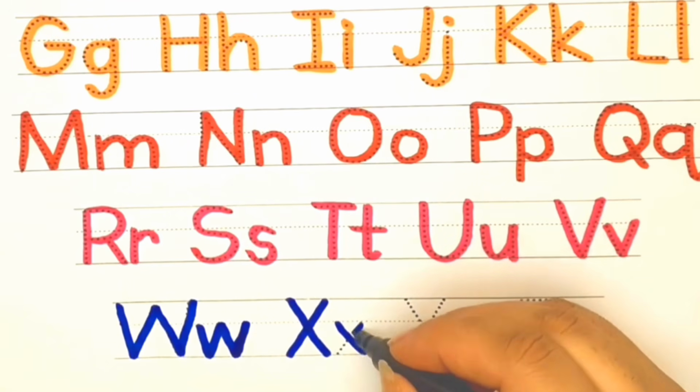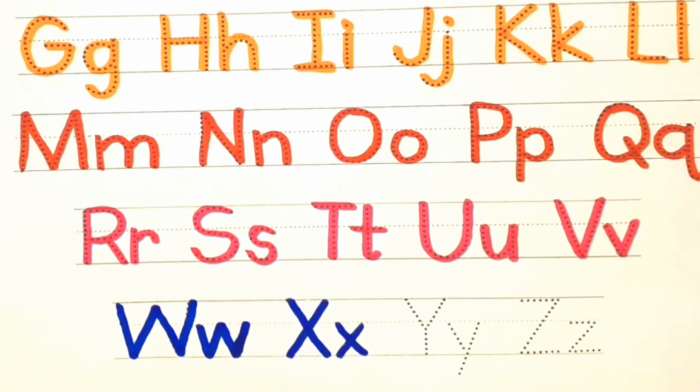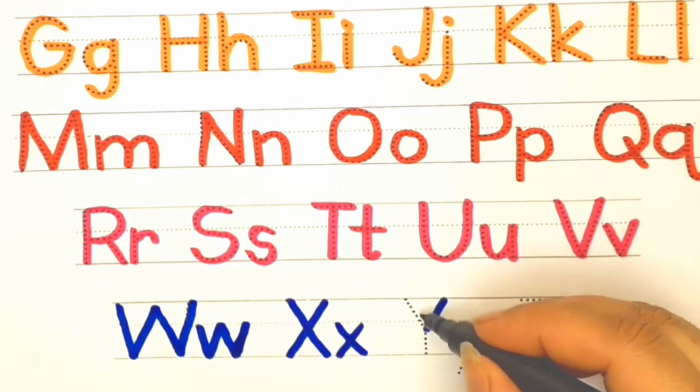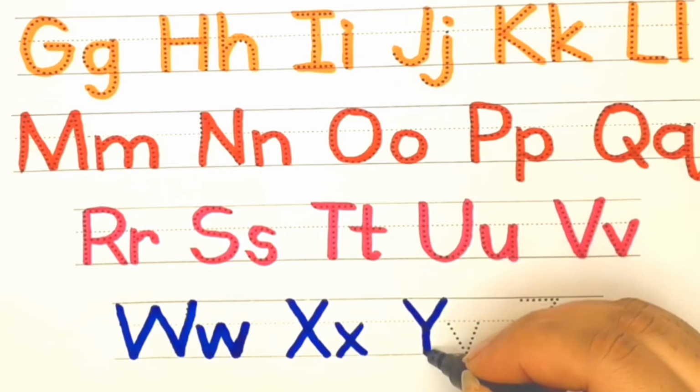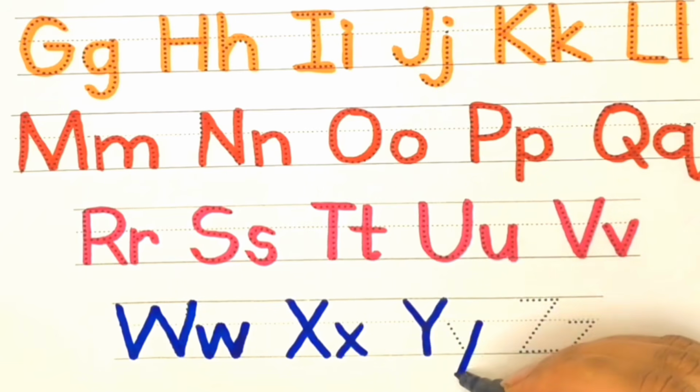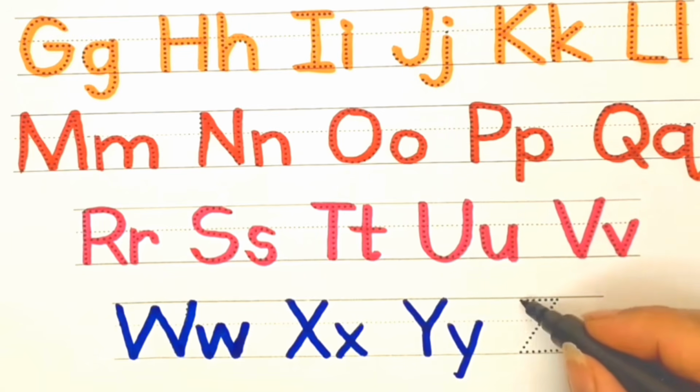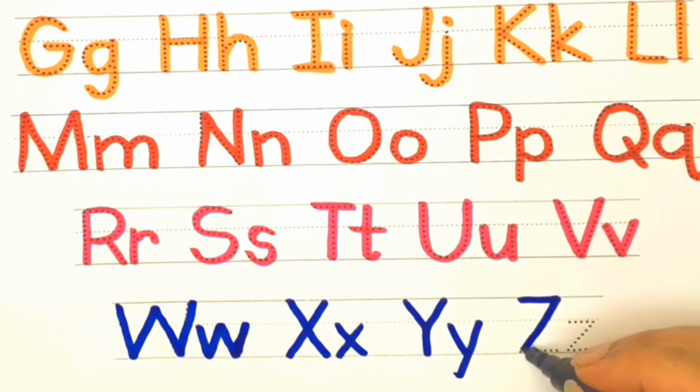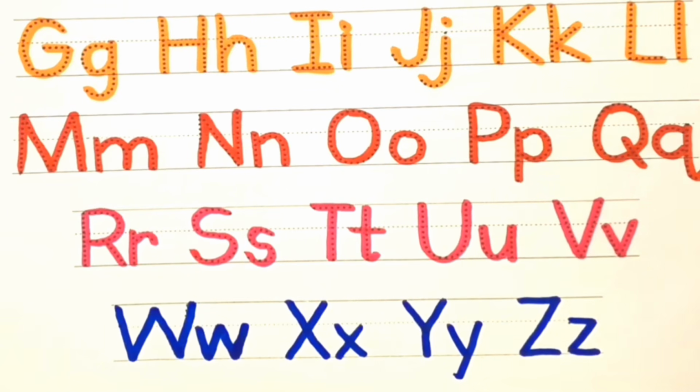Capital X, small x. X for xylophone. Capital Y, small y. Y for yak. Capital Z, small z. Z for zebra.